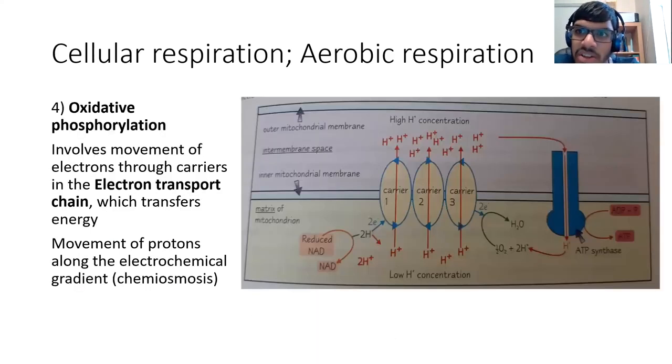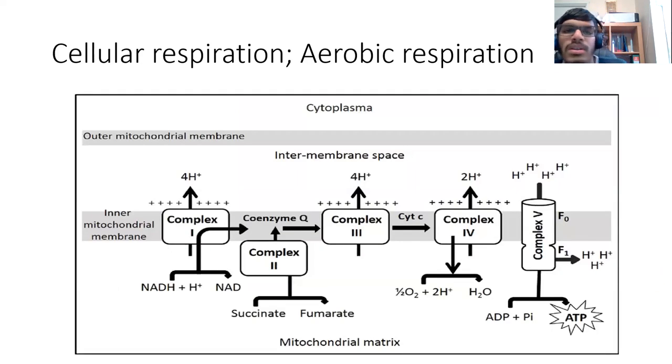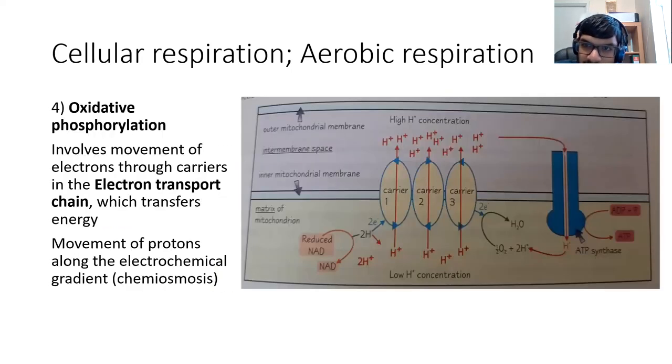And these electron carriers are actually proteins. They're large proteins known as protein complexes, and we'll go into more detail about this now. So this is the more detailed process. Firstly, the complexes are numbered 1 to 5. 1, 2, 3, 4, and 5. And 5 is actually ATP synthase. ATP synthase is here.